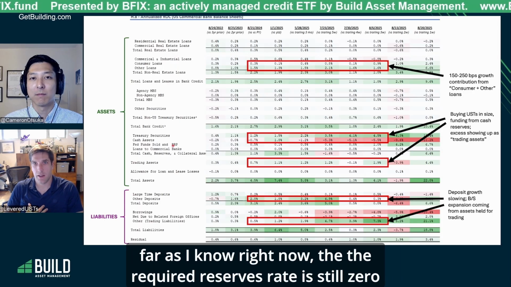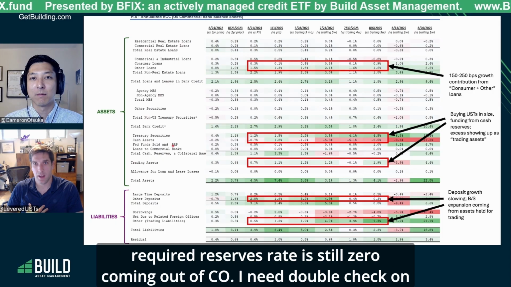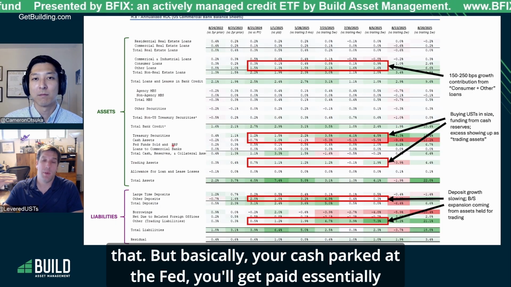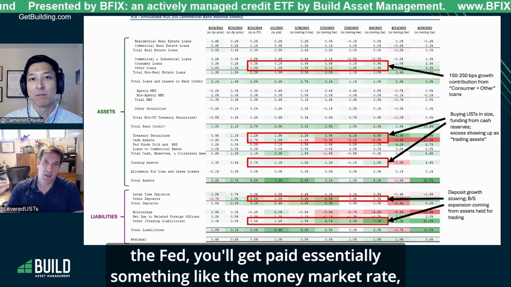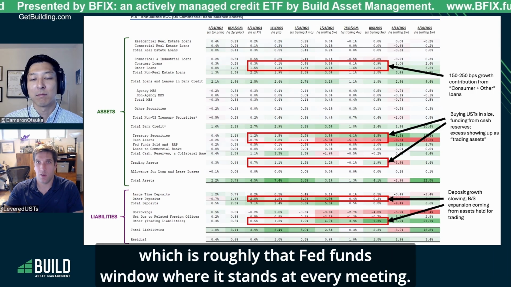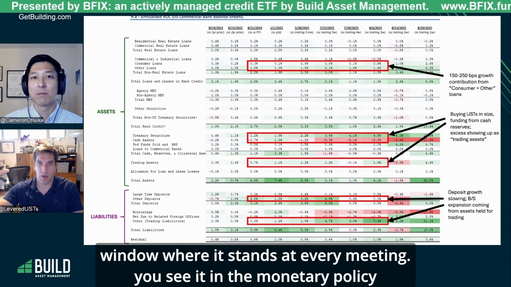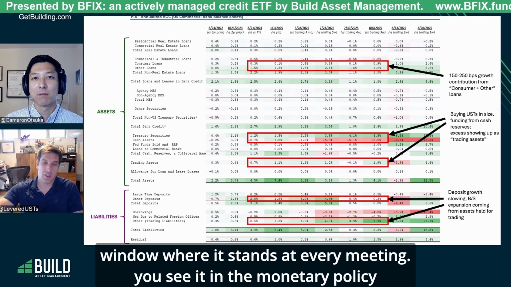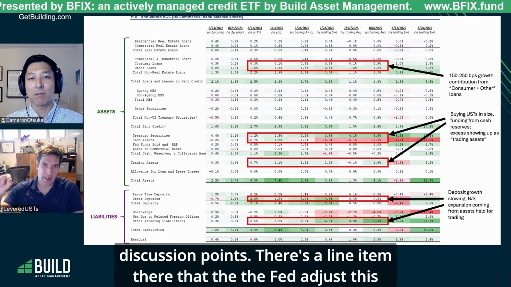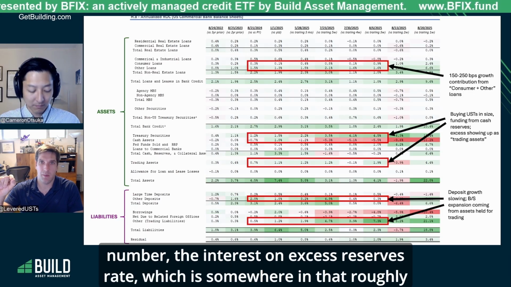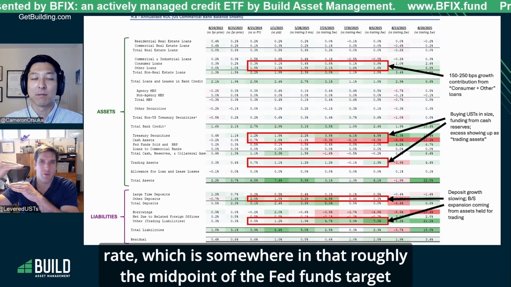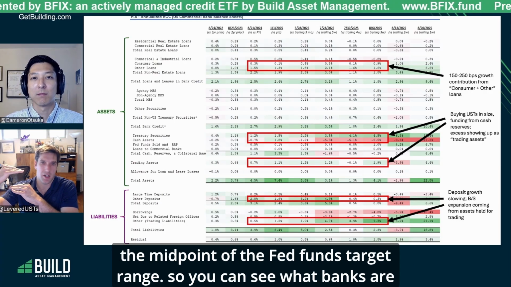As far as I know right now, the required reserves rate is still zero coming out of COVID. I need to double check on that. But basically, your cash parked at the Fed, you'll get paid essentially something like the money market rate, which is roughly that Fed funds window where it stands at every meeting. You see it in the monetary policy discussion points. There's a line item there. The Fed adjusts this number, the interest on excess reserves rate, which is roughly the midpoint of the Fed funds target range.